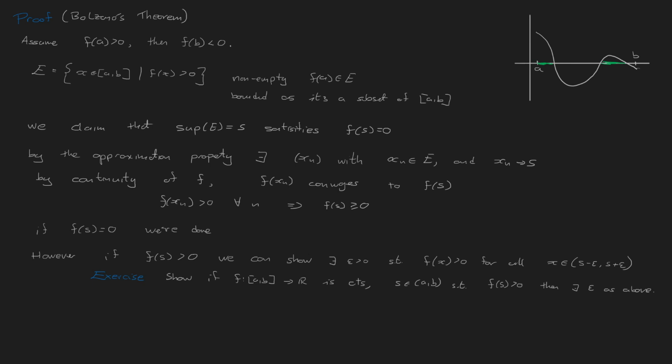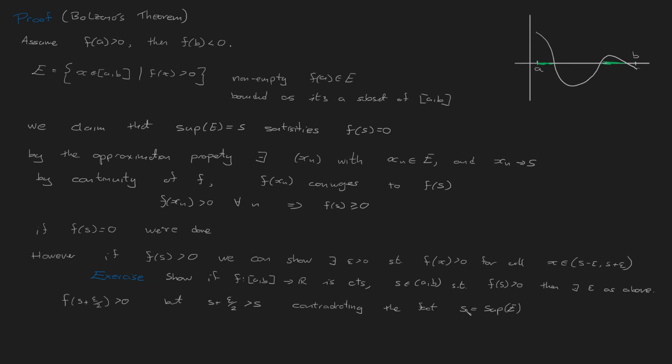Okay, so assuming the result of this additional claim in the exercise, what we have is that for all x inside this interval, f of x is positive. So in particular we have f of s plus epsilon over 2 is greater than 0. But of course, s plus epsilon over 2 is strictly greater than s, which contradicts the fact that s was the supremum.